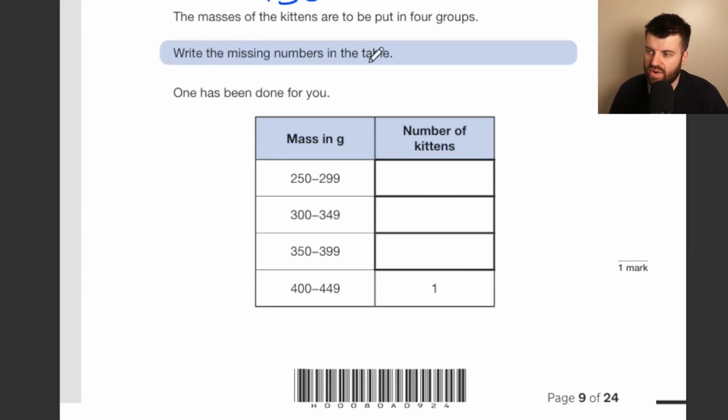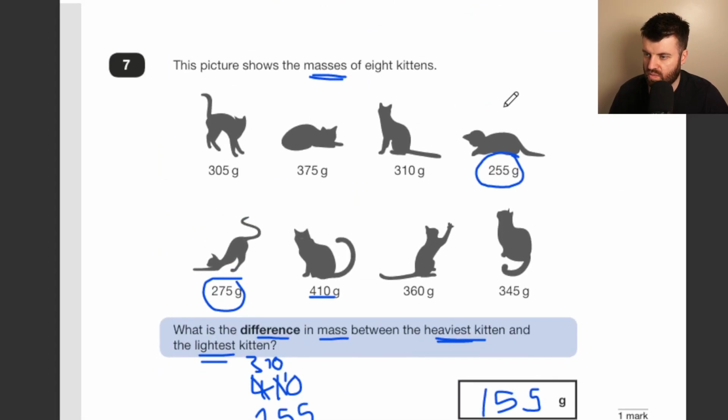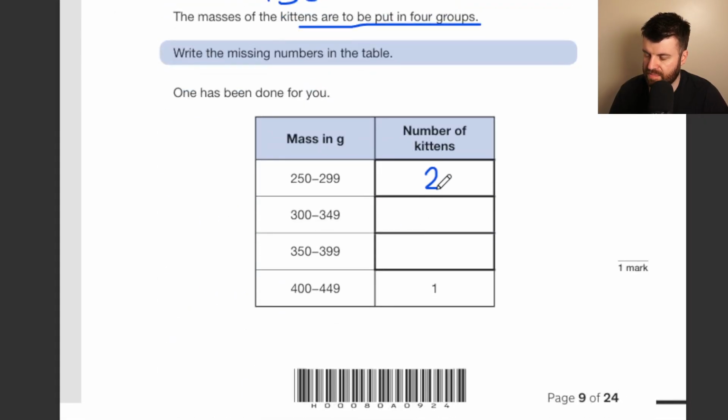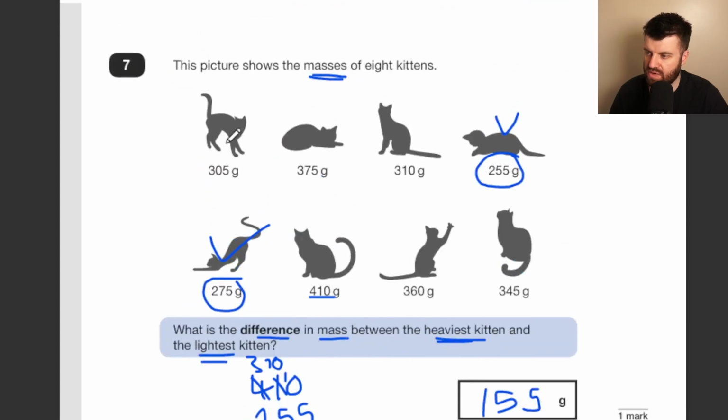No, it's not. Write the missing numbers in the table. 1 has been done for you. We've put them into 4 groups, is what it says up here. How many kittens were 250 to 299? 1, 2. Just 2 kittens. So I'm going to put 2 there. How many kittens were 300 to 349? Yes, 1. No, 2.